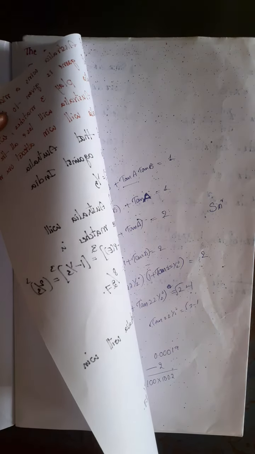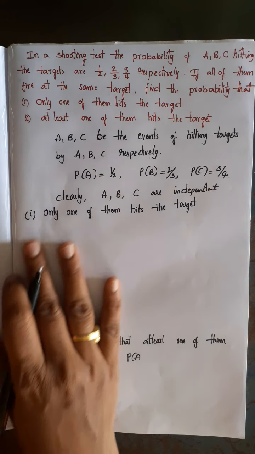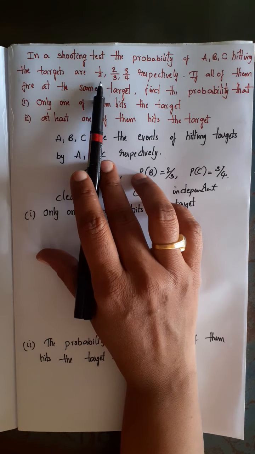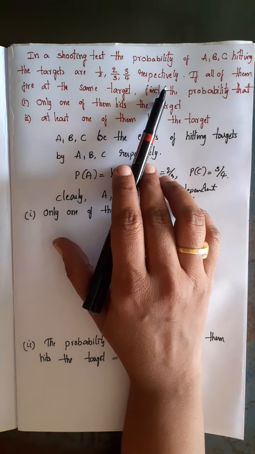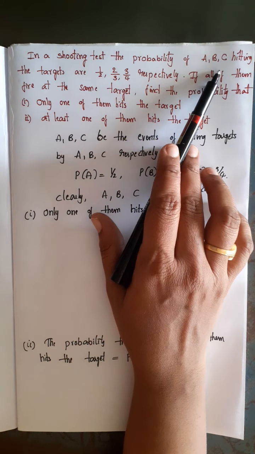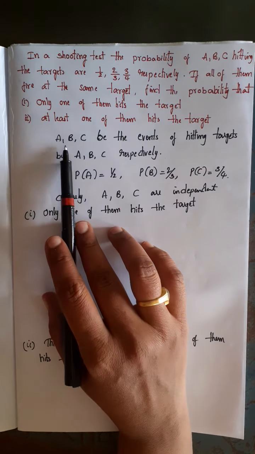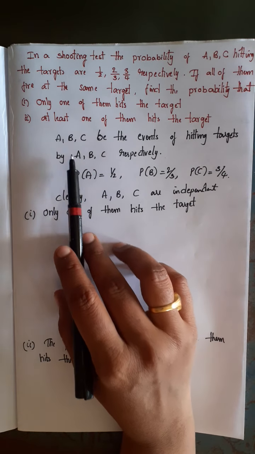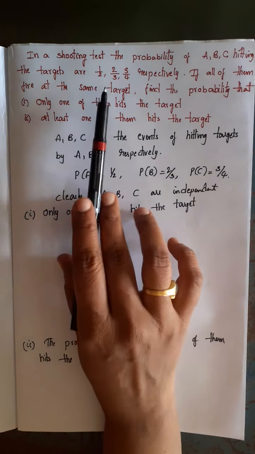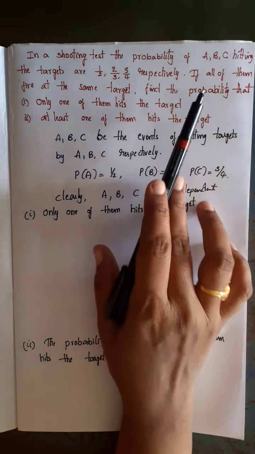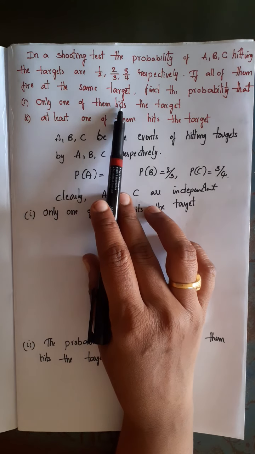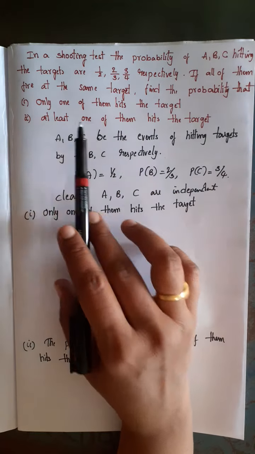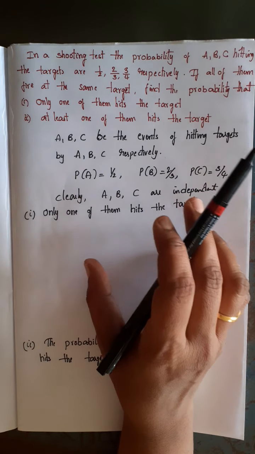Let us see the next question. In a shooting test, the probabilities of A, B, C hitting the target are 1 by 2, 2 by 3, 3 by 4 respectively. So the probability of hitting the target of A, B, C is given. I am assuming A, B, C are the events of hitting the target by A, B, C respectively. So probability of A is 1 by 2, probability of B is 2 by 3, probability of C is 3 by 4. If all of them fire at the same target, find the probability that only one of them hits the target.